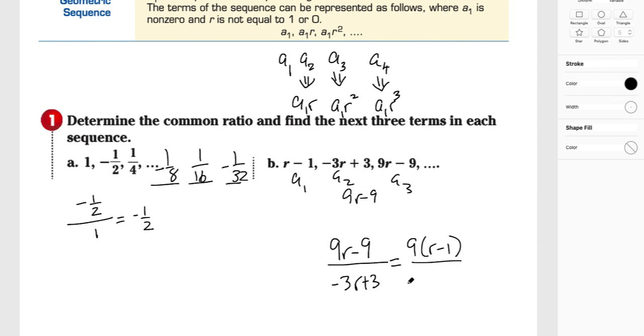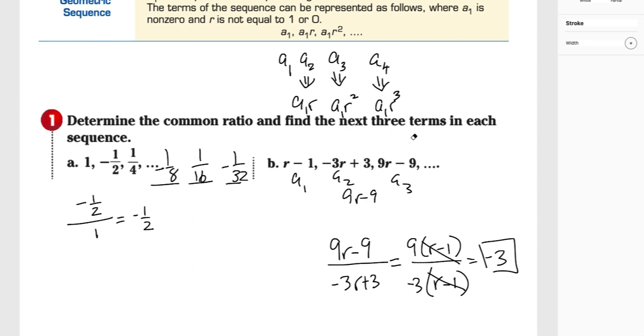And the denominator, I'm going to factor out a -3. And I'm going to get R - 1 again. So really, this cancels out. The common ratio is going to be 9 divided by -3. It's -3. Are y'all with me? So basically what's happening here is I'm just constantly multiplying by -3 to get to the next value. Okay, so now that we have that taken care of, we need to figure out what the next three terms are. So you guys know the deal.